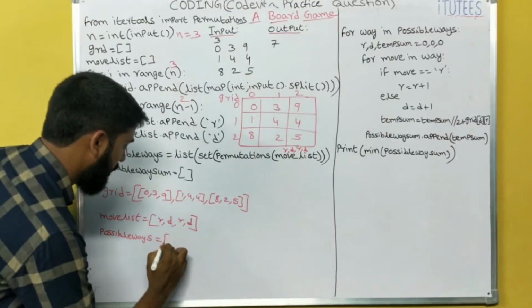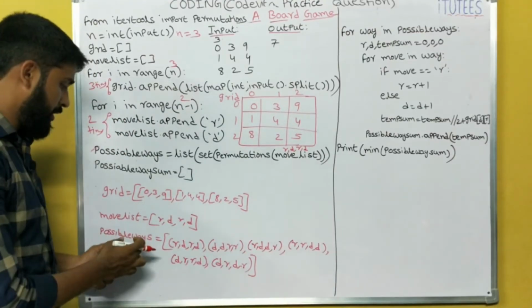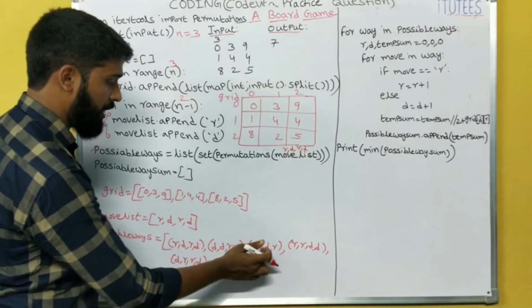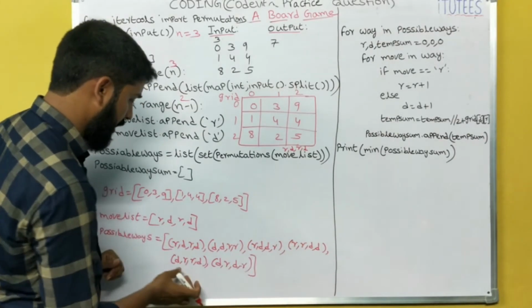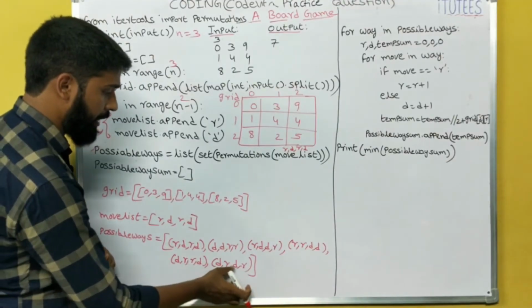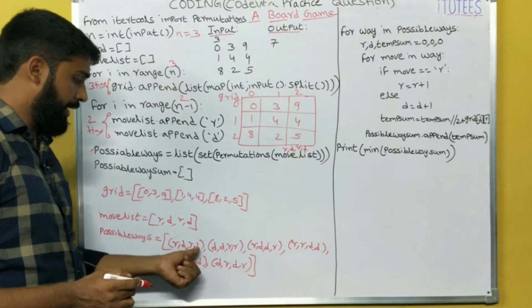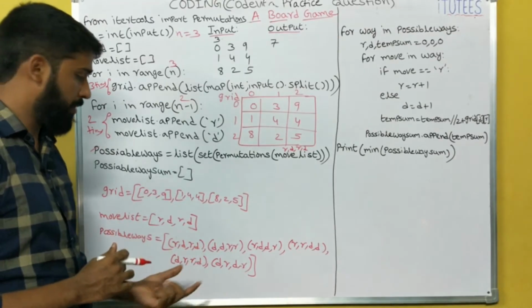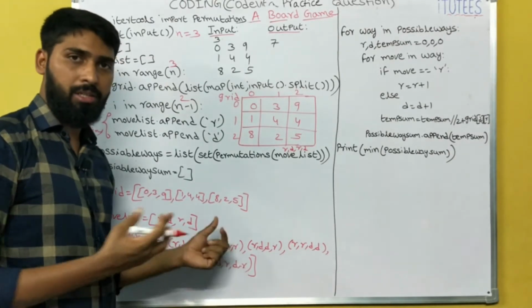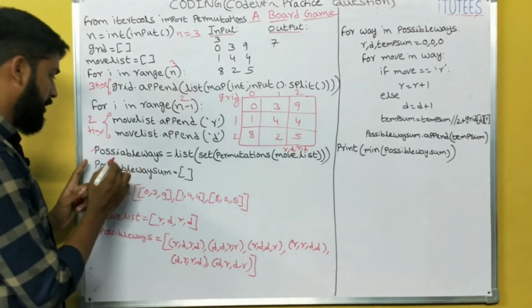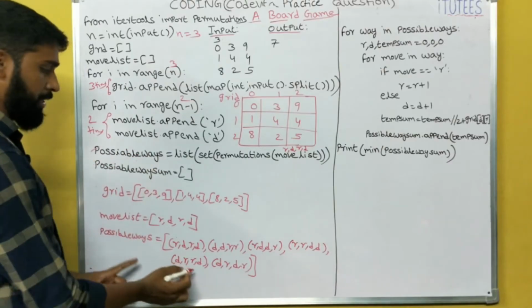In this we get 6 combinations. So these are the possible ways: rd rd, dd rr, rd dr, rr dd, dr rd, dr dr. That means right down, right down is one possible way. Down down, right right is another possible way. Already we discussed that. So these are the possible ways we have.